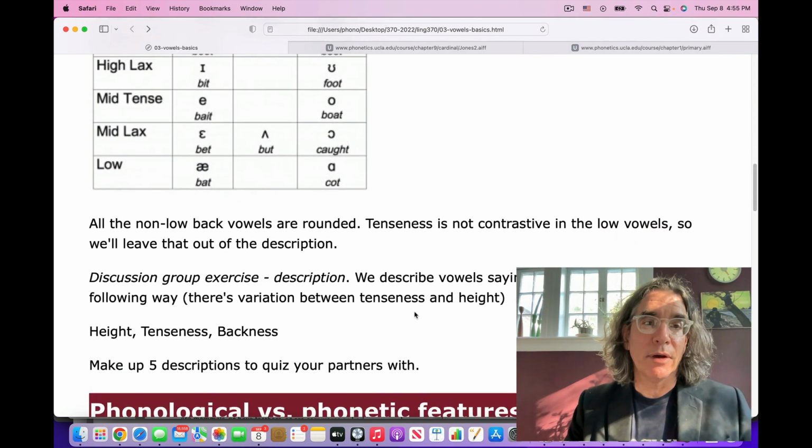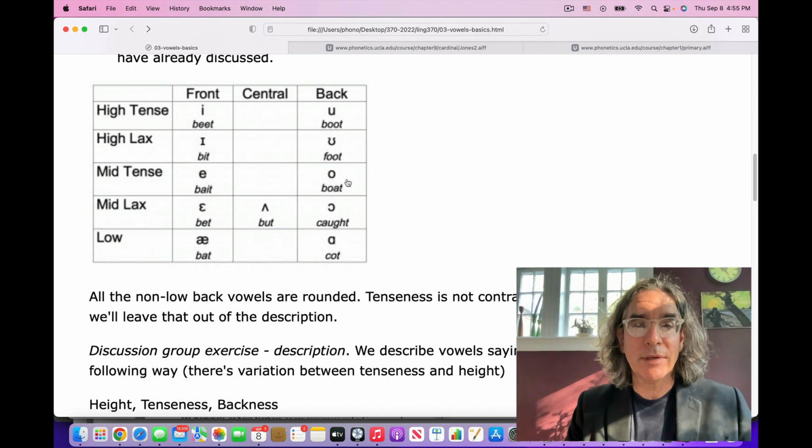So once again, all the non-low back vowels are rounded, and tenseness is not distinctive in the low vowels. So when we're describing them, we don't mention whether they're tense or lax.